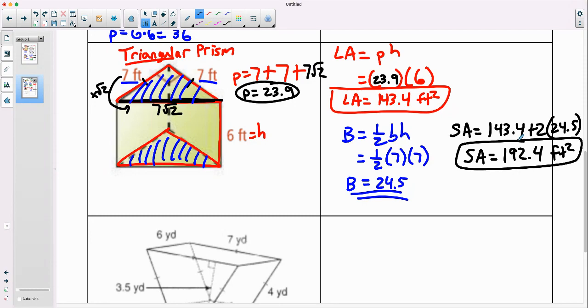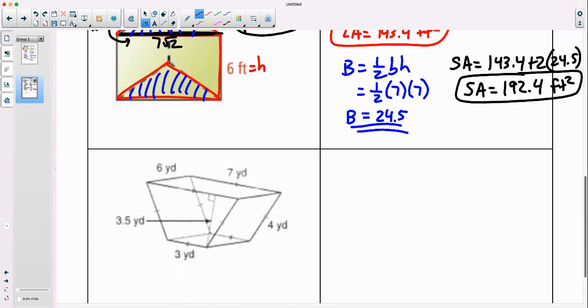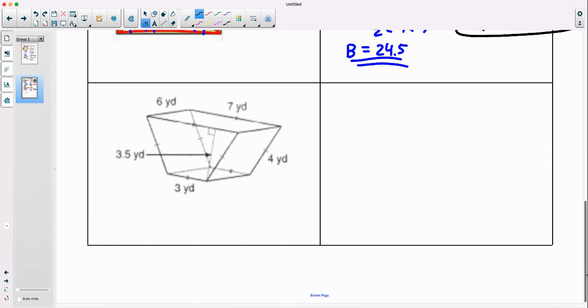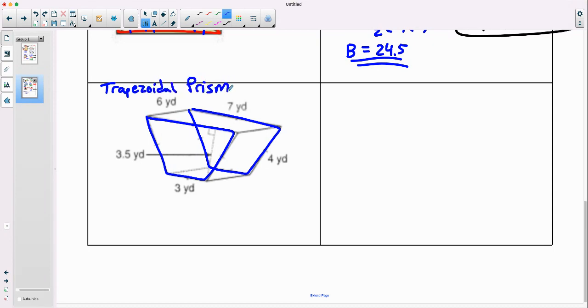Okay, we have one left. So if you look at this, and after we've done this last example, you're going to have a lot of really good things you can look at if you're trying to do the assignment next. So this one, the bases are trapezoids. It's whatever you have 2 of. This would be called a trapezoidal prism, which is going to change the formula for capital B again. So let's go through the process again.